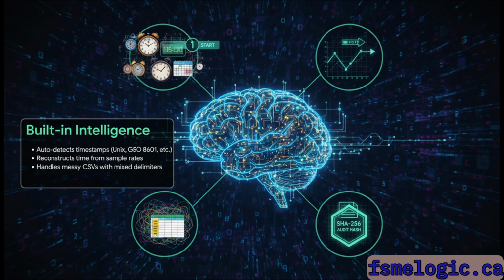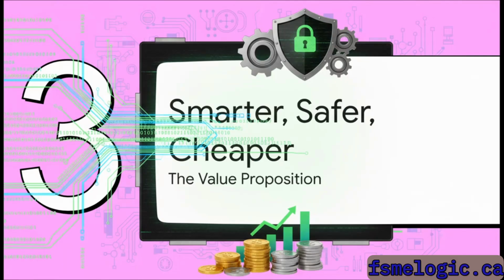And this is so important for data integrity. It generates a cryptographic hash for every file it makes. Think of it like a digital fingerprint, so you can prove without a doubt that the data hasn't been touched. So when you put all these features together, you get to the real value proposition. This is not just about convenience. It's about making a choice for your organization that is smarter, way safer, and in the long run, a whole lot cheaper.